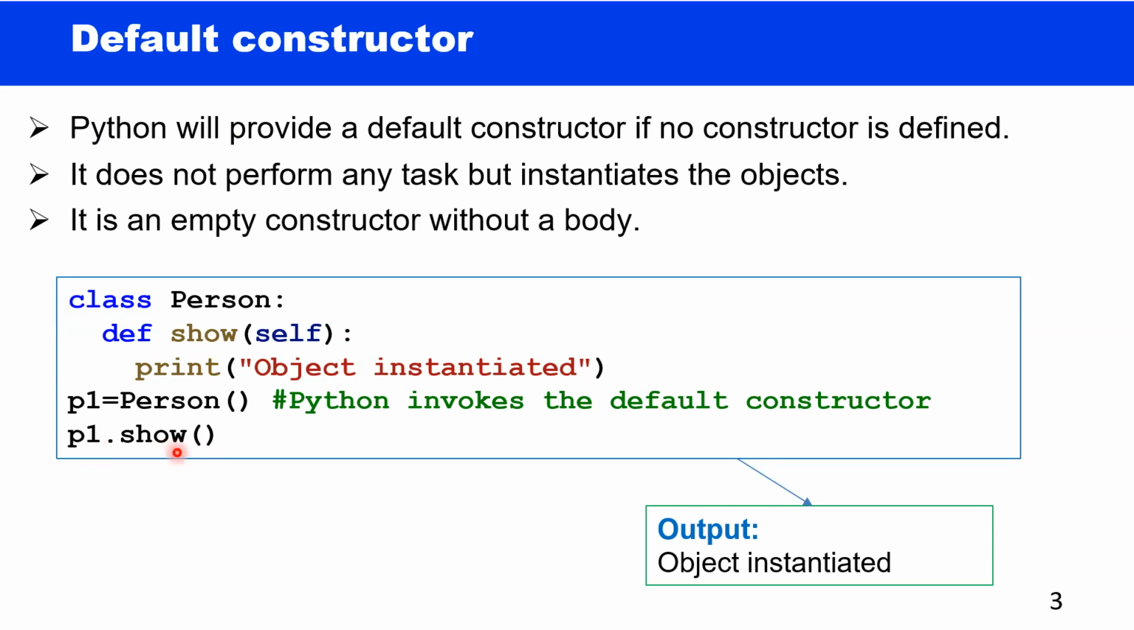Then p1.show, that means we are invoking the method show on the object p1. Since there is no code being executed within the default constructor, no values are initialized for p1, and it simply invokes the method show and prints the statement "object instantiated". So basically, the default constructor is invoked by Python when there is no constructor written within the program.